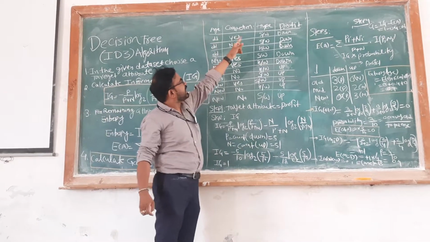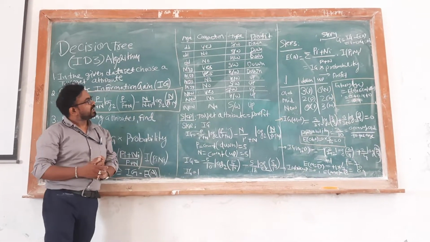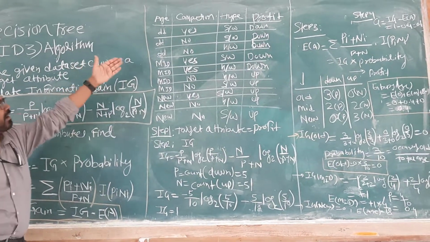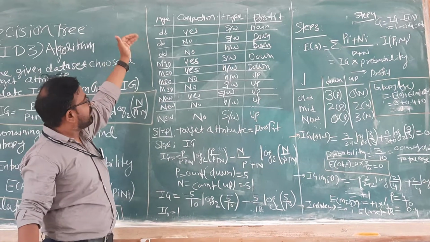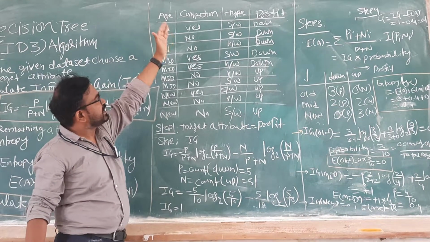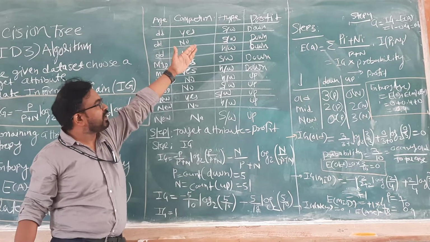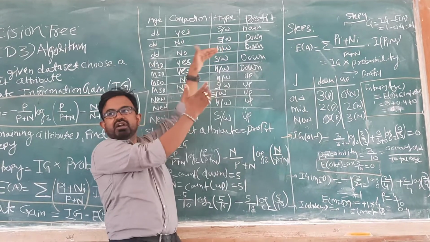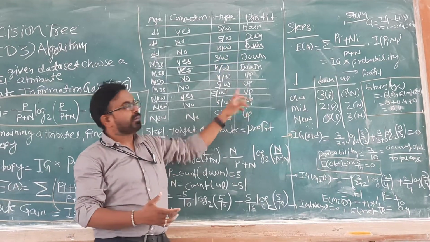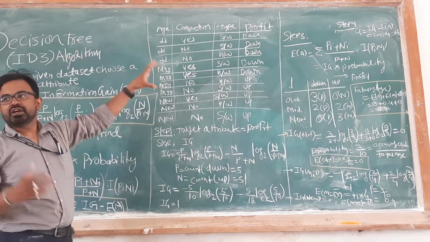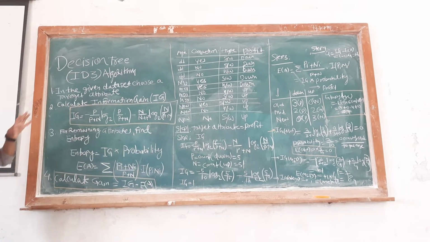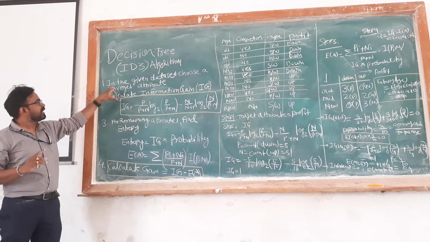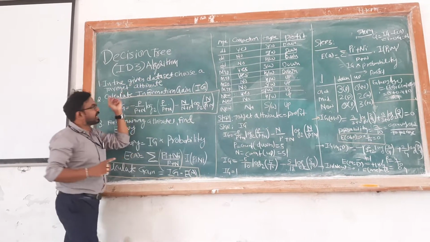We have an example of a data set of companies, with different ages, competition types, the company's software or hardware type, and the company's profit, which is either down or up. So we have the data set, and we should apply the concept of decision tree. According to the decision tree, the first step is, in the given database, choose a target attribute.